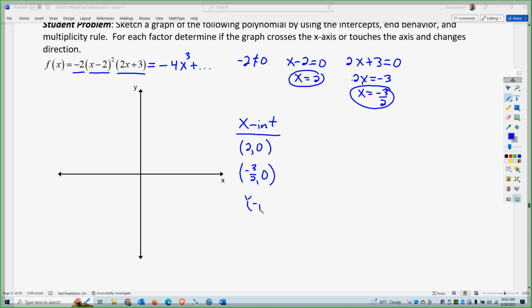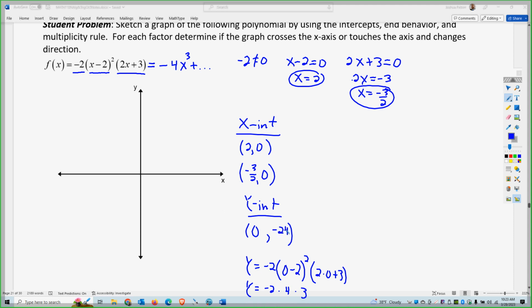And then my y-intercept, I have a 0 for the x by definition of the location. So you have y equals negative 2 times (0 minus 2) squared times (2 times 0 plus 3). That's the first power, right? So we get y equals negative 2 times 4, because you square it, it becomes positive, times 3. So that gives me negative 24.